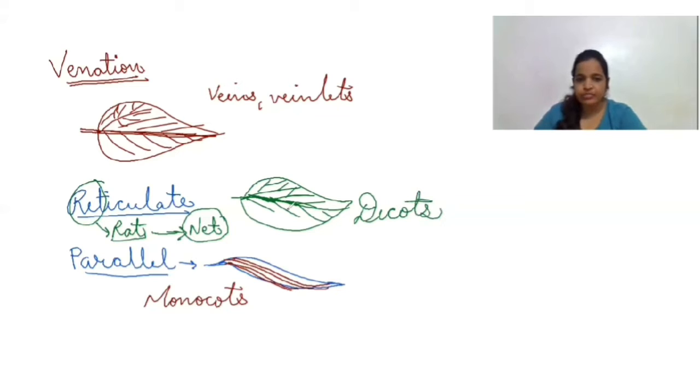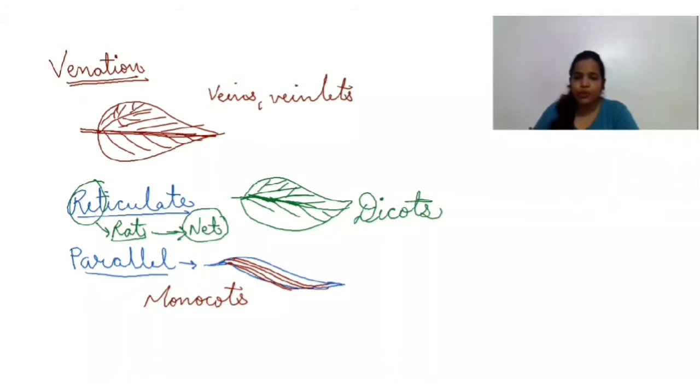Dicots will have the reticulate venation. Clear? But now we have got some exceptions in this case which you need to remember. Even though we say that the dicots mostly have the reticulate venation, there are a few dicots which do not have reticulate venation. They have got the parallel venation. So I'm going to highlight the exceptions here, and the parallel venation includes a dicot, that is Calophyllum. Just remember the example, Calophyllum.